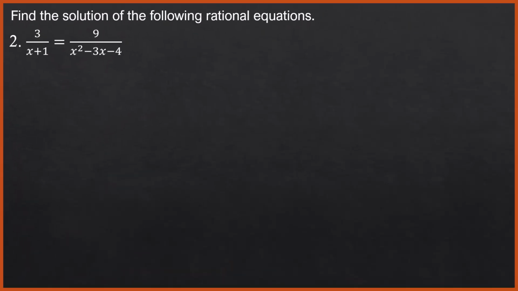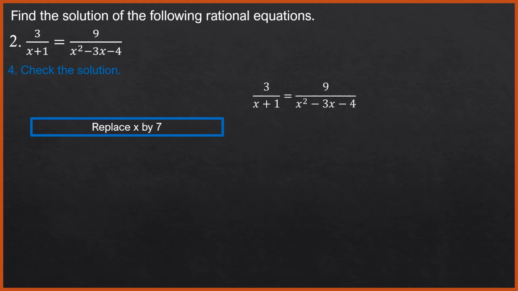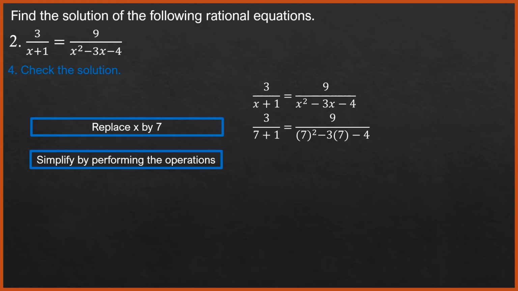For our fourth step, we have check the solution. Using the original equation, which is 3 over x plus 1 is equal to 9 over x squared minus 3x minus 4, first replace x by 7. So we have 3 over 7 plus 1 is equal to 9 over 7 squared minus 3 times 7 minus 4. Then we simplify by performing the operations, so we have 3 eighths is equal to 9 over 24.